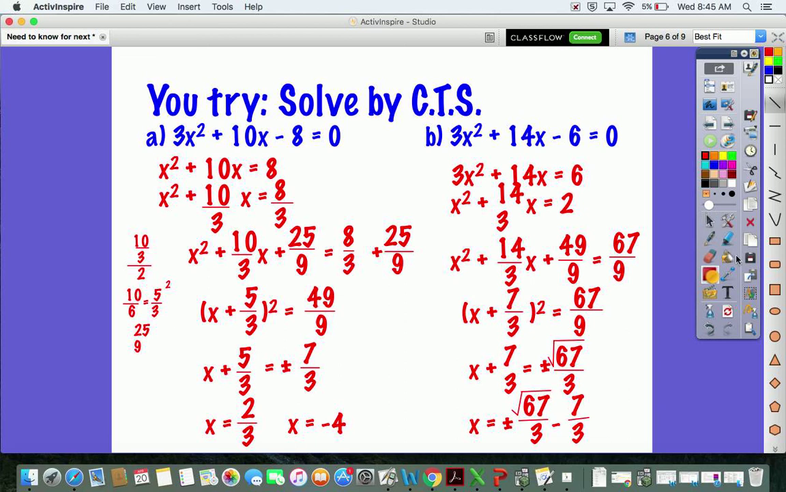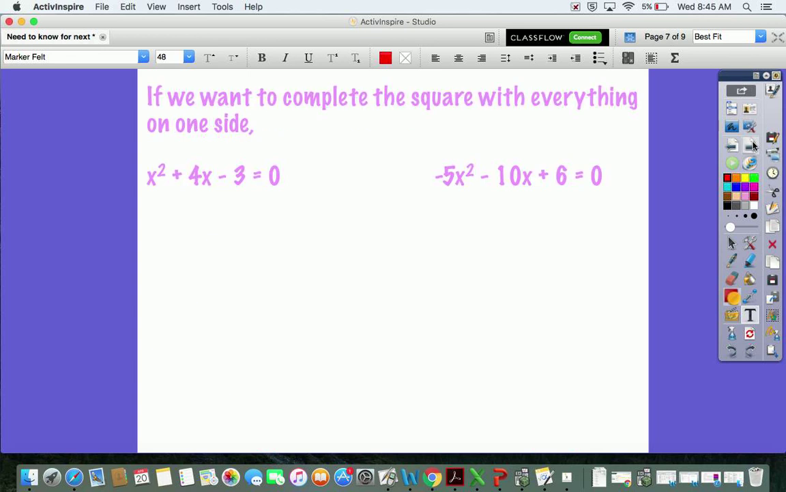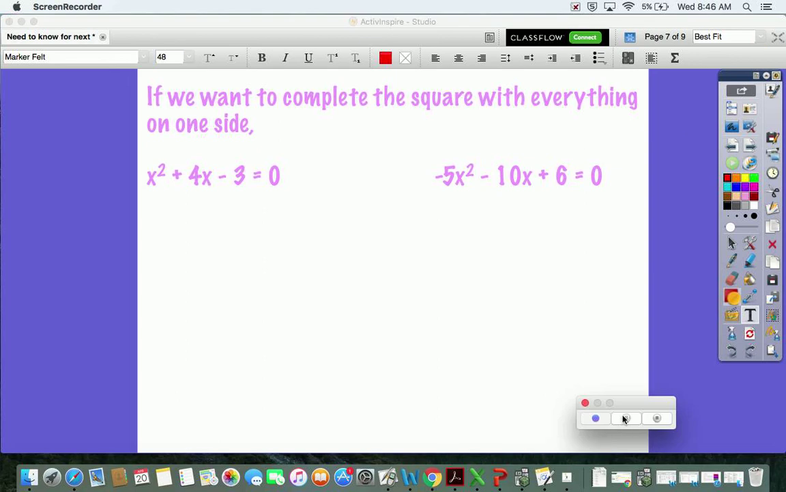The last little bit that I have for you is that you can complete the square with everything on one side, and honestly, it's the same process. You still take half of b, you still square, but instead of adding it to the constant, you're going to subtract it. And again, the reason why you subtract it is because it's on the same side. So take a look at how you go about completing the square with everything on one side.